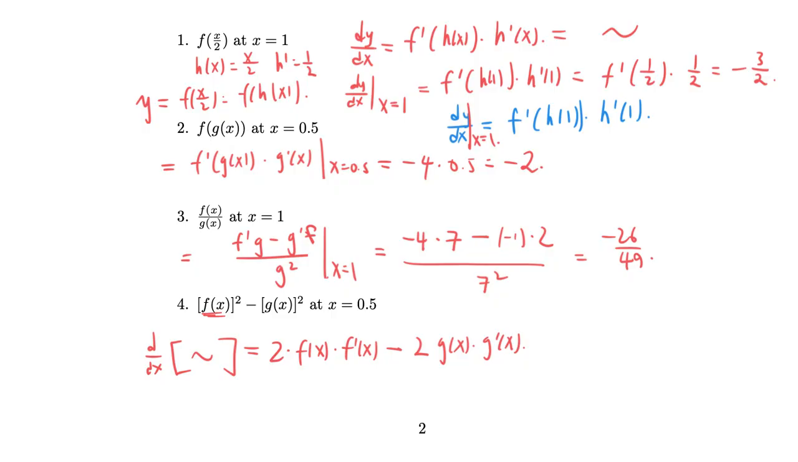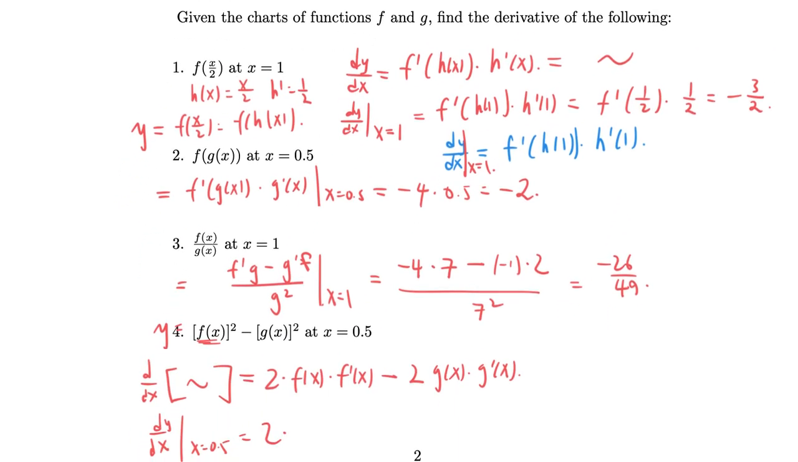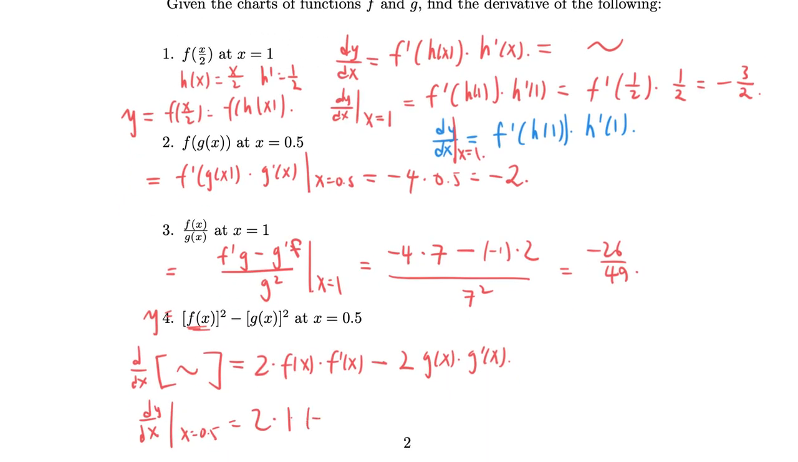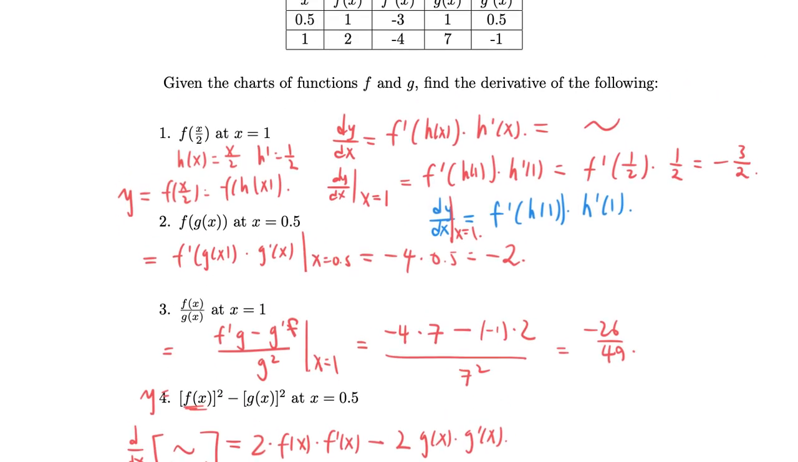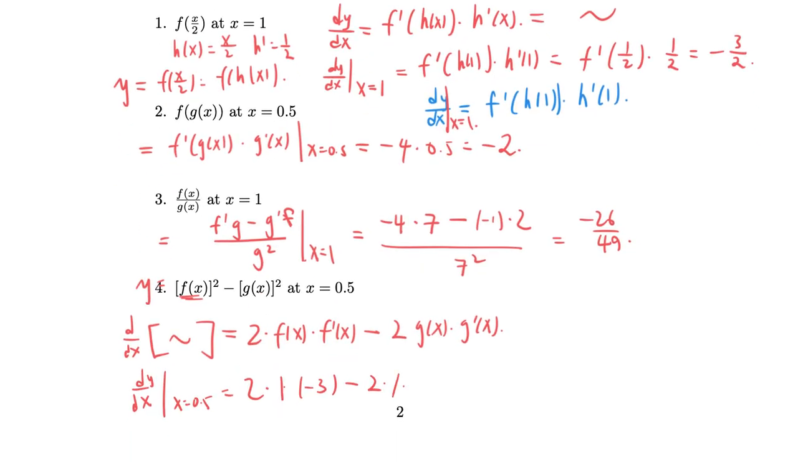So here we have this expression right over here, and then we're going to choose to let this be y. dy over dx evaluated at x equals 0.5 is equal to 2 times all these things. So 2 times f of 0.5, that's 1. f prime, that's -3, minus 2 times g and g prime at 0.5. So that's 1 and 0.5. So this is equal to -1 minus 7.